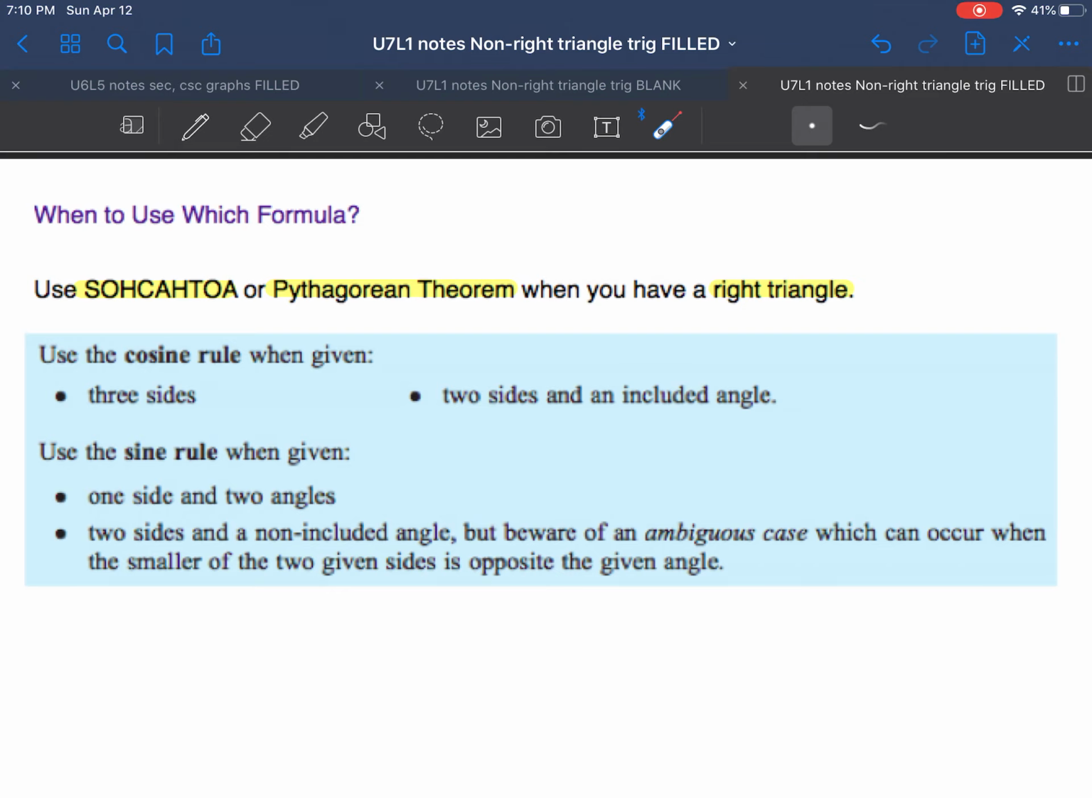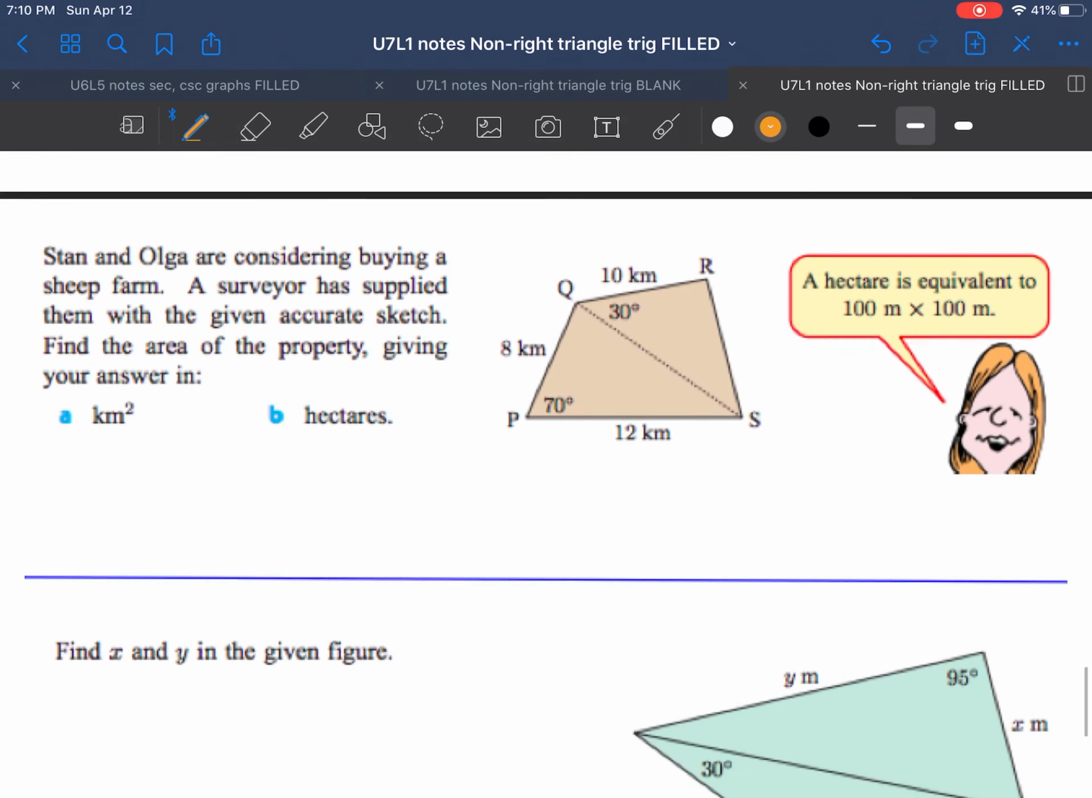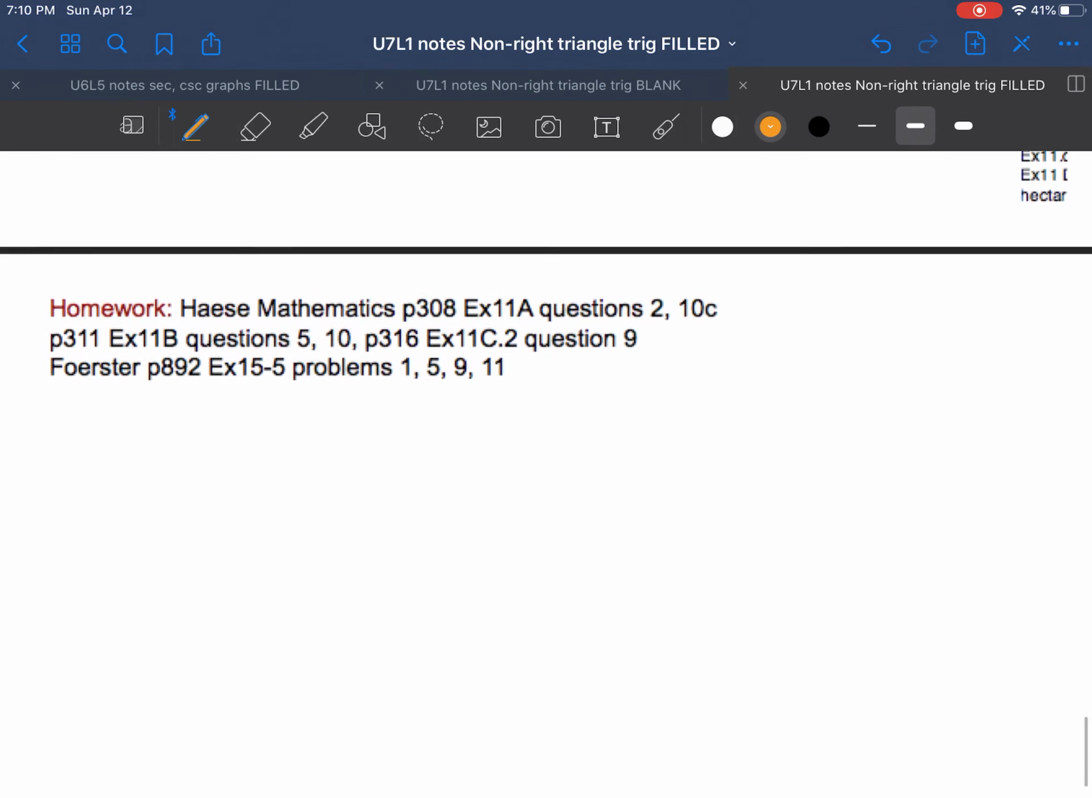Okay, so really, to make this a little bit simpler, the way I like to remember it is sine rule. You use it if you have a side, a corresponding angle, and anything else. So it could be a side or an angle. Okay? Anything else, go to cosine rule. All right.